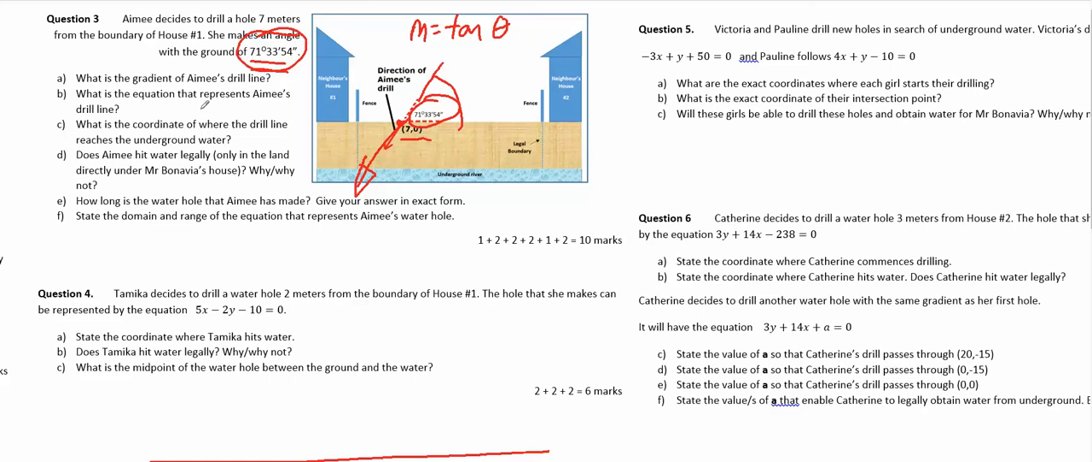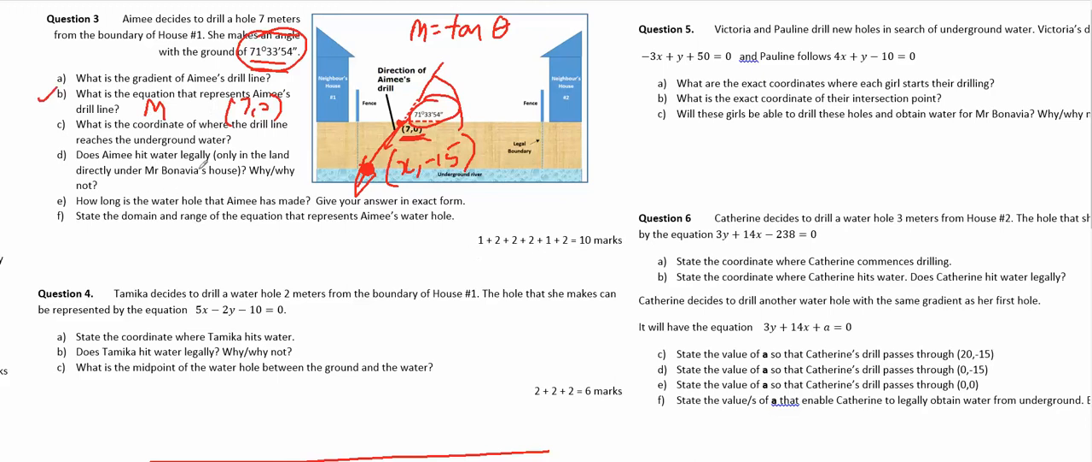Find the equation that represents Amy's drill line. Well, you know what the gradient is. You got that from the previous answer. You know the point 7, 0, so you could use 7, 0 to come up with the equation. What's the coordinate where the drill line reaches the underground water? So what's the coordinate down here? You don't know the x coordinate, but you know the y coordinate is negative 15. And you know the equation from your answer to part B.